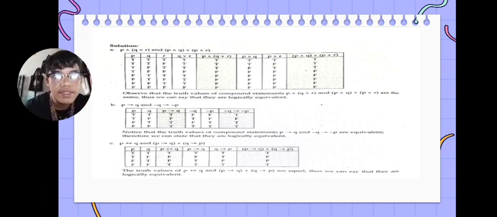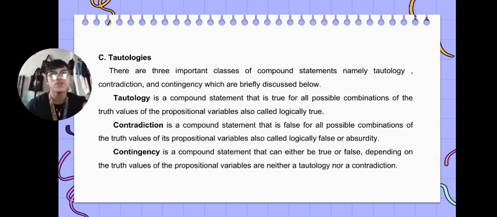Next are the tautologies. There are three important classes of compound statements, namely tautology, contradiction, and contingency, which are briefly discussed below. A tautology is a compound statement that is true for all possible combinations of truth values of the propositional variables, also called logically true. Next is the contradiction. It is a compound statement that is false for all possible combinations of truth values of its propositional variables, also called logically false or an absurdity.